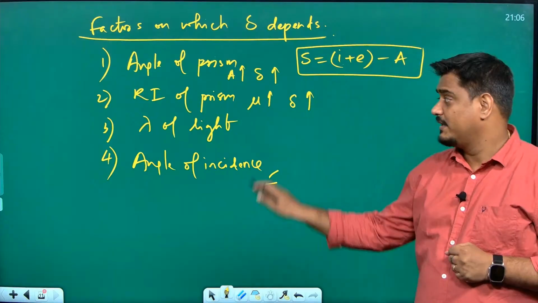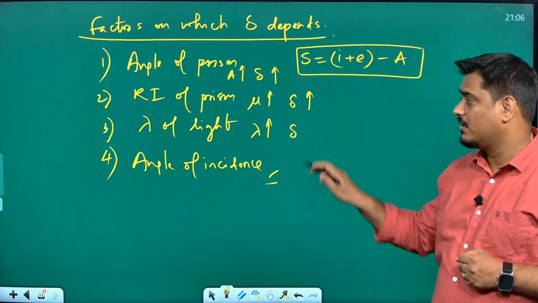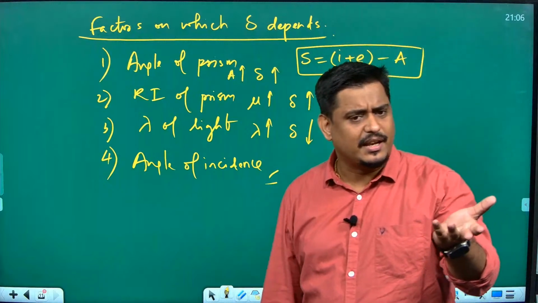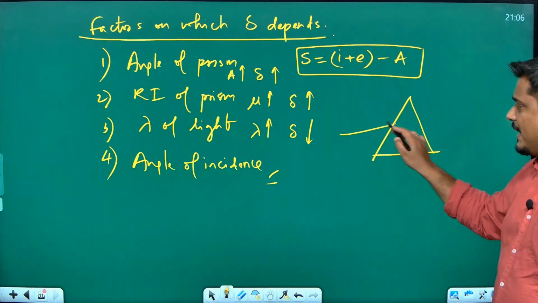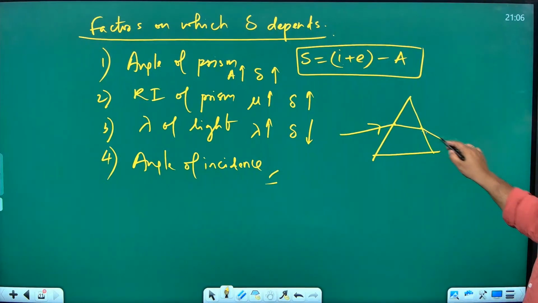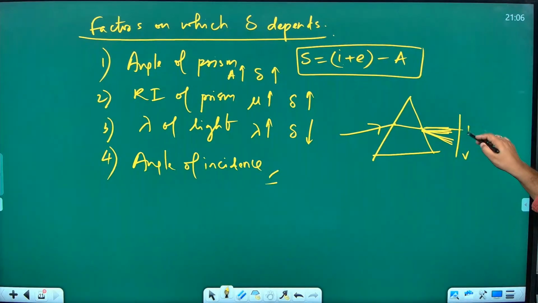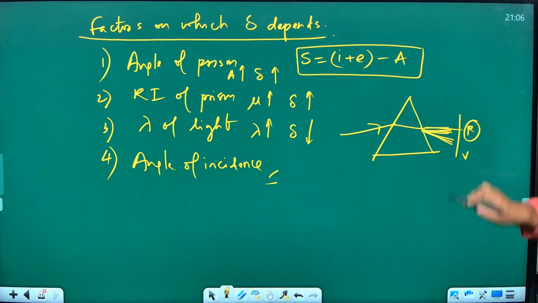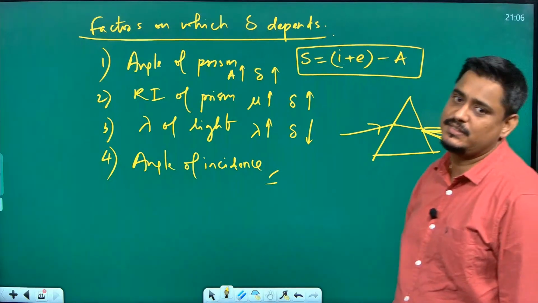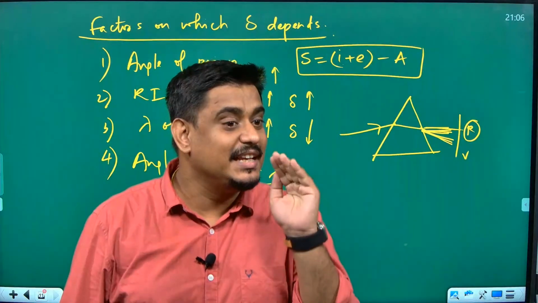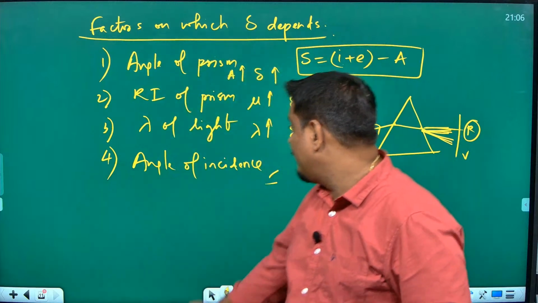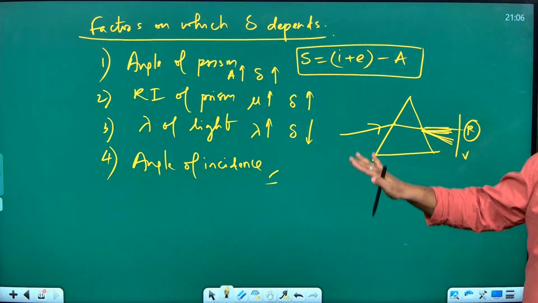What about wavelength of light? If it is increasing, what is happening to delta? Decrease. Example is red light. If you remember the prism experiment in 10th standard, when I pass the white light from here, what I got here? VIBGYOR: violet, indigo, blue, green, yellow, orange, red. In that, violet was below, red was above. Least deviation was of whom? Red, because red has maximum wavelength. Violet light had maximum deviation because it has least wavelength. So as the wavelength is increasing, angle of deviation is reducing.